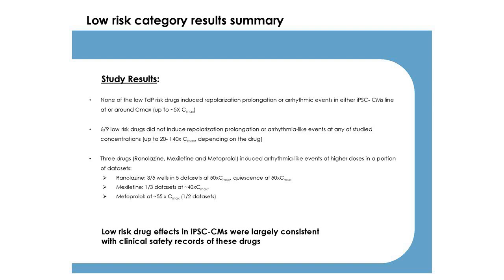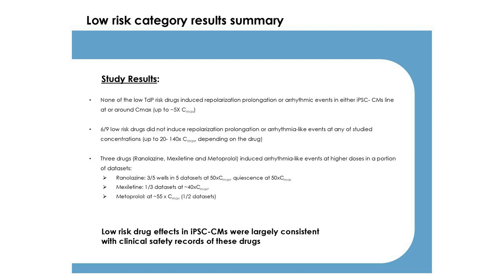And 3 drugs, like ranolazine, mexiletine, and metoprolol, induced arrhythmia-like events at higher doses in a portion of data sets. So in general, the low-risk drug effects in iPS cardiomyocytes were largely consistent with clinical safety records of these drugs. And actually these data are nicely matching also the CoreSight data that Xenia introduced already to you guys, probably.